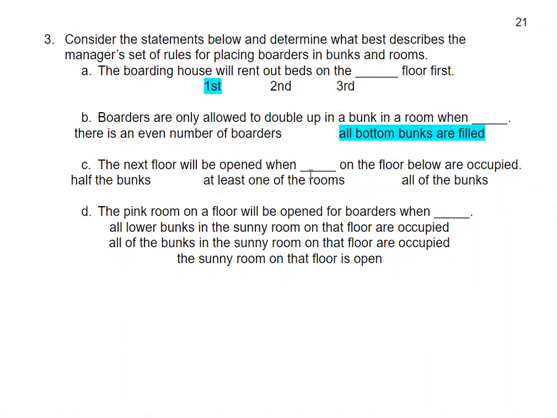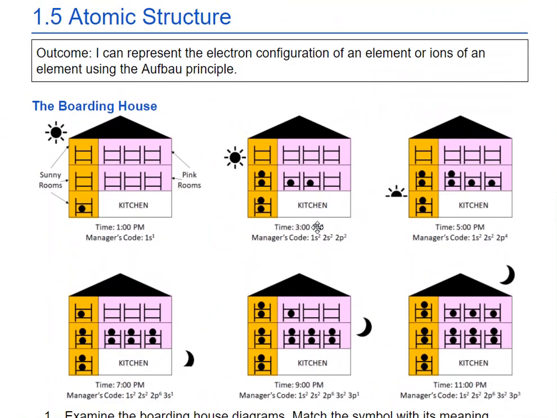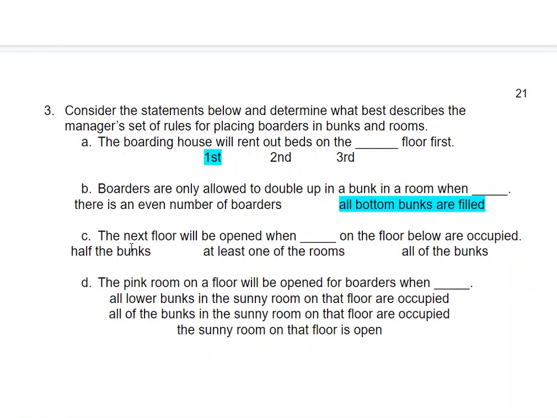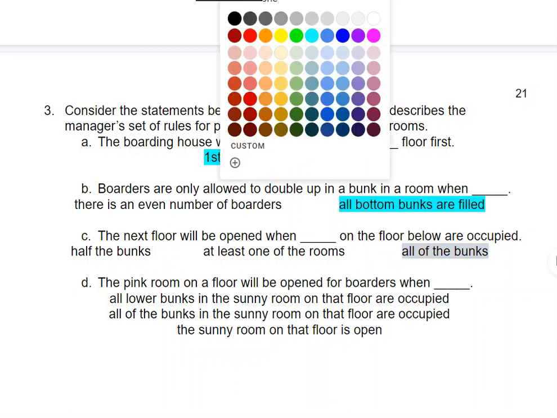The next floor will be open when the bunks on the floor below are occupied. So we see here that before we opened up this second floor, the first floor was filled. And here we're still adding people to the second floor, and we've completely filled up the second floor. Now we're starting to fill up the third floor. And you can see we go across and we continue to fill the third floor. So the next floor will be opened when all of the bunks on the floor below are occupied.